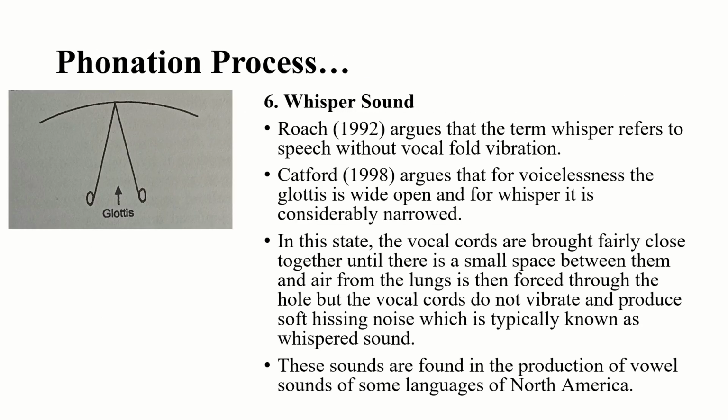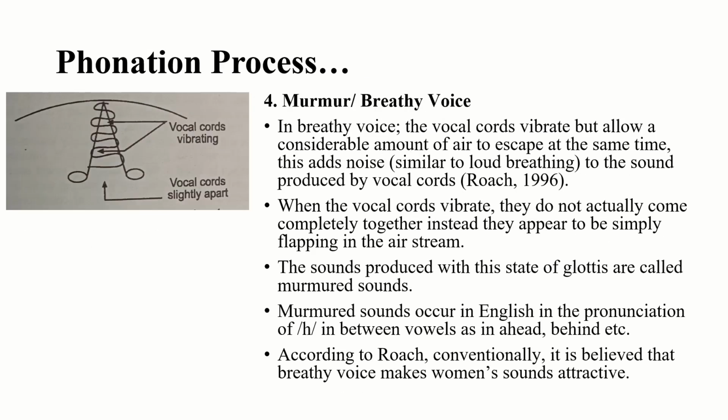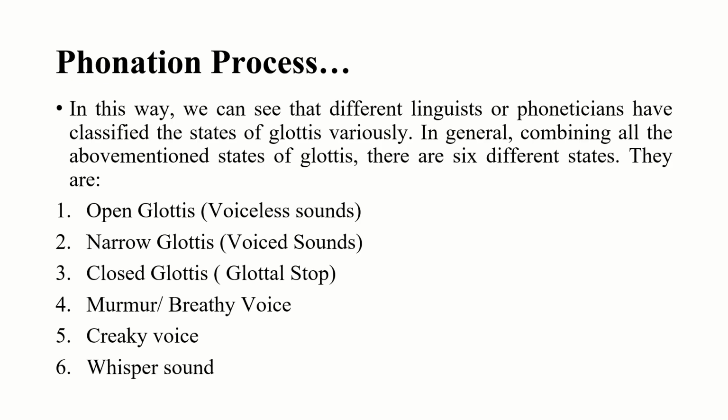Okay, these are the 6 different states of the glottis. So talking about the phonation process, it is mainly related to the states of the glottis, and these are the 6 common states of the glottis. Okay, there is not uniformity among the scholars, among the phoneticians. They have discussed different types of states of the glottis. But when we combine all of them, we can make these 6 different states of the glottis that I just discussed to you.